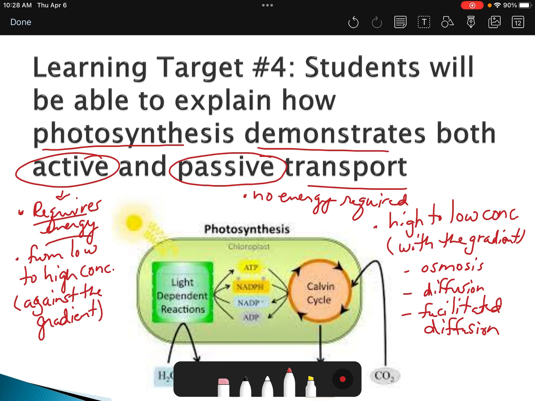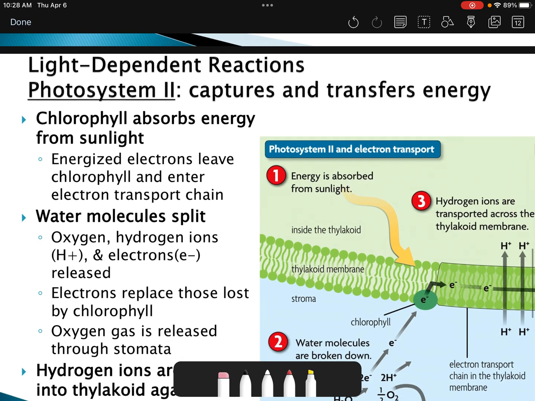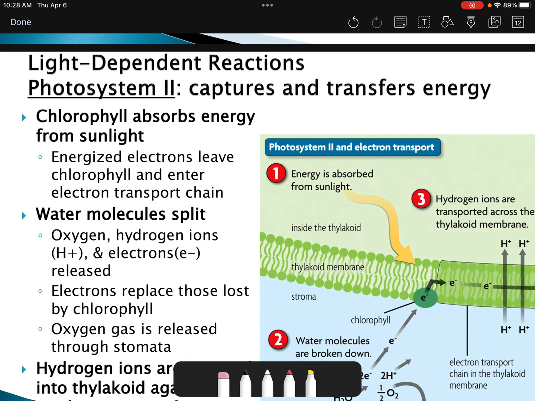But in all three of these, osmosis, diffusion, facilitated diffusion, molecules are moving from high to low concentration, so they don't need any energy. So just keep that in mind as we're going through the light-dependent reactions to see where this is occurring. The light-dependent reactions are divided into what are called photosystems.